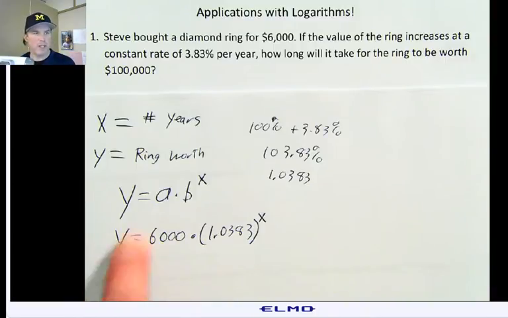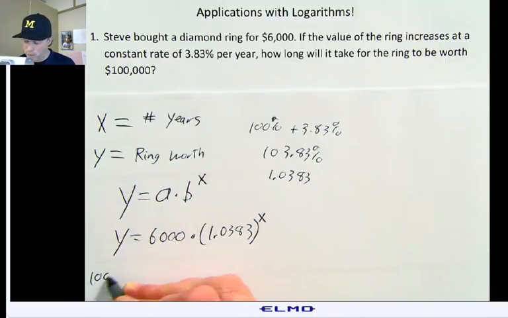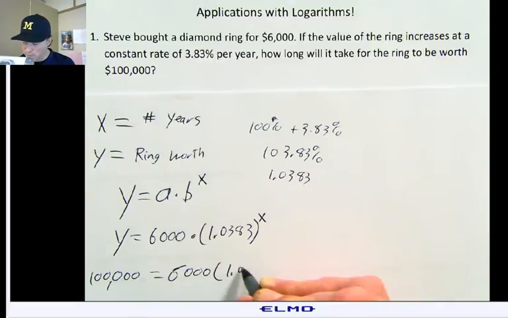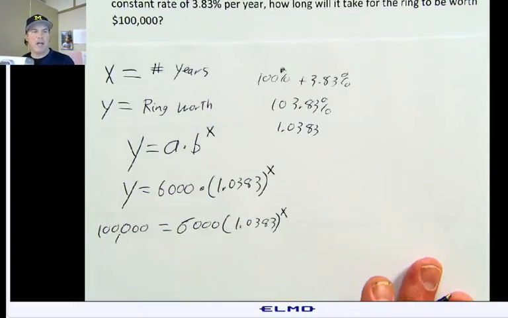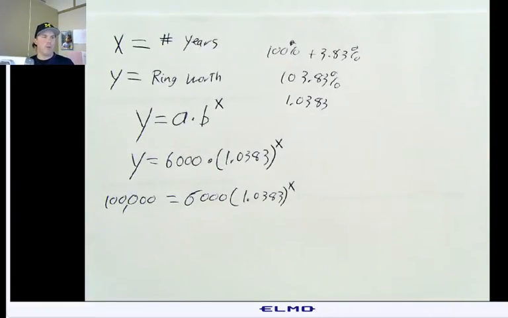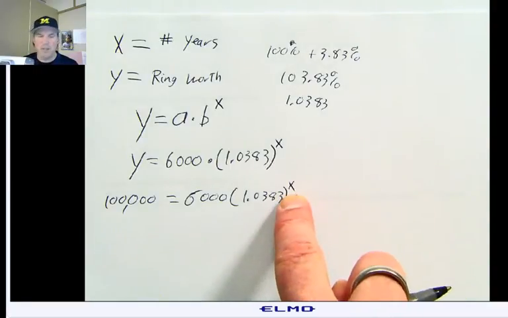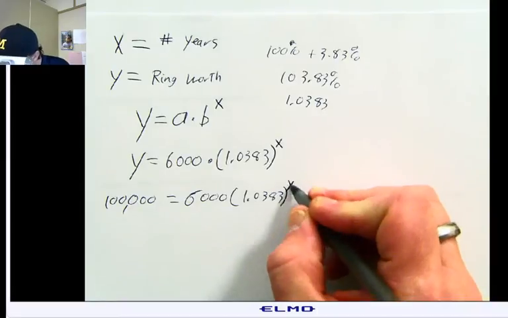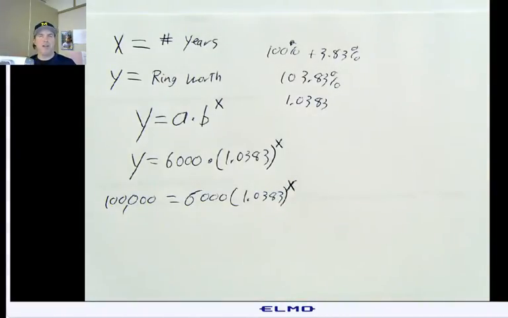Well, that's the y value, the ring worth. So 100,000 equals 6,000 times 1.0383 raised to a power of x. Now, last chapter, when we were doing chapter 5a, we did not know how to solve this equation because we did not know how to solve when the equation had an x up on the exponent. But then we learned logs this chapter, and we learned we could find that value just using logarithms.